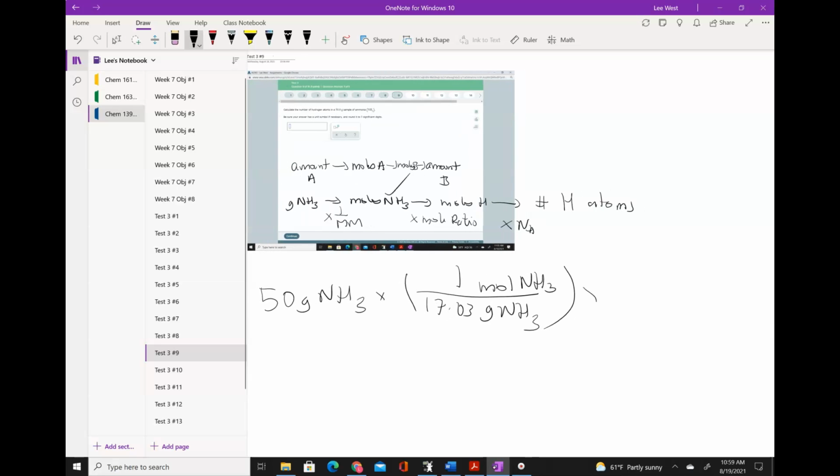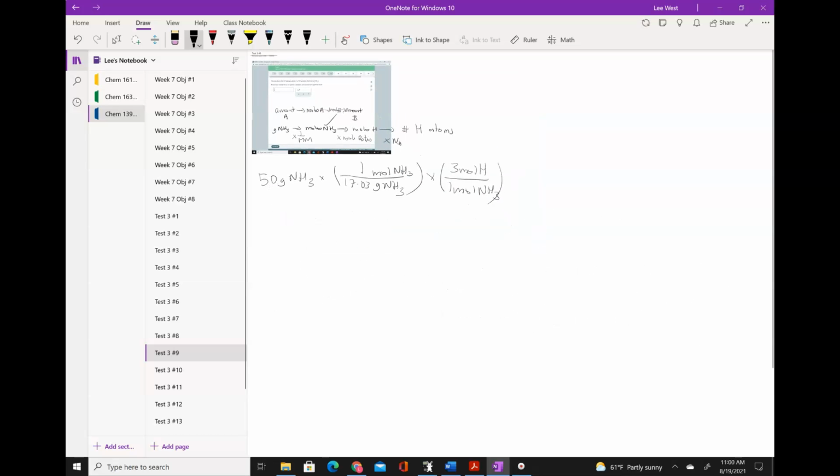Now I use my mole ratio from the formula: 3 moles of hydrogen for every 1 mole of ammonia. We always just get mole ratios either from the formula or the chemical equation. And then finally, Avogadro's number. What do we know? 6.022 times 10 to the 23 hydrogen atoms are in 1 mole of hydrogen.